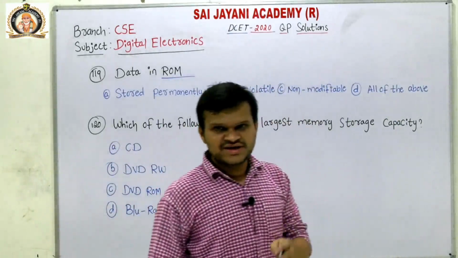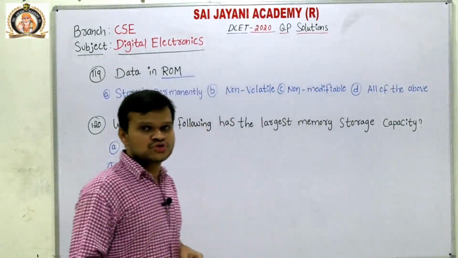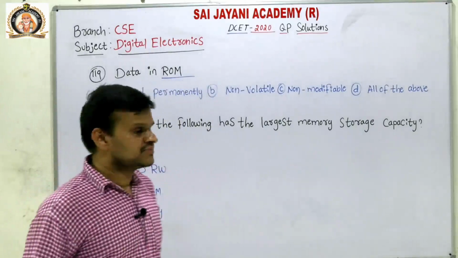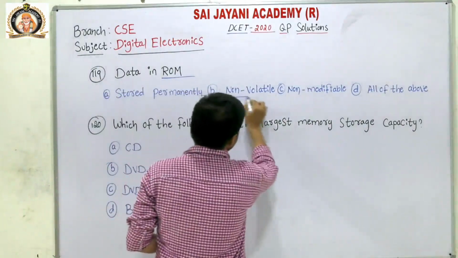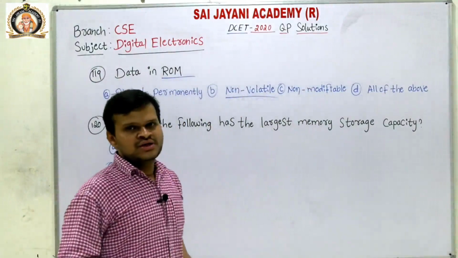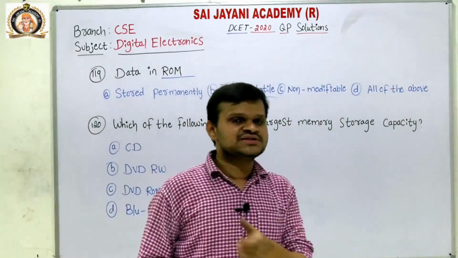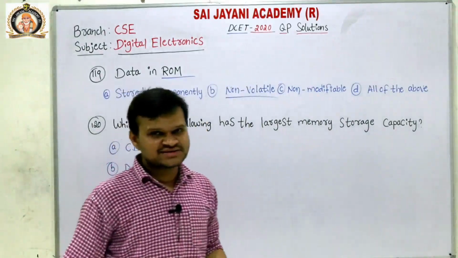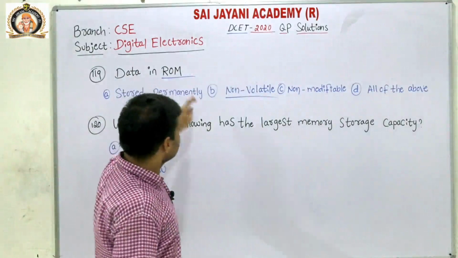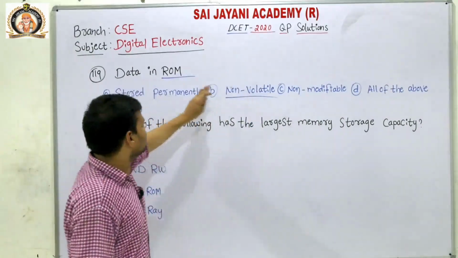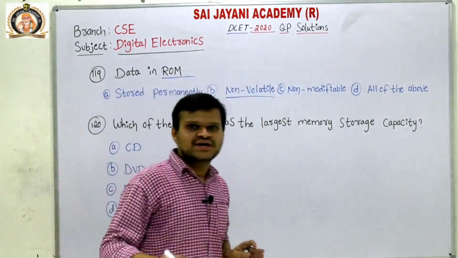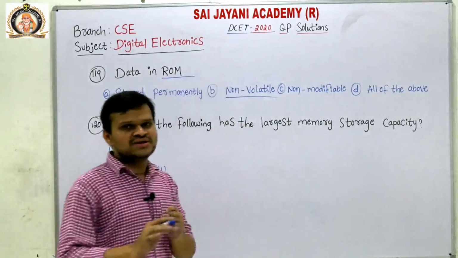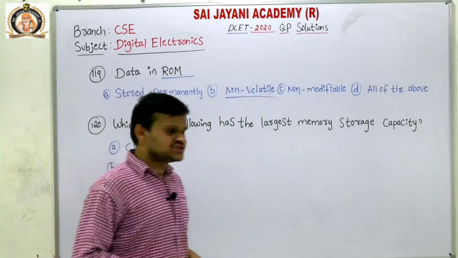Why? Because the data present in the ROM is stored permanently and it cannot be changed or altered. And the ROM is a non-volatile memory. Why? Because even though the computer is switched off, the data present in the ROM cannot be erased or vanished. So ROM is a non-volatile memory and it is also a permanent memory. The data present in it is stored permanently. It cannot be altered or changed.